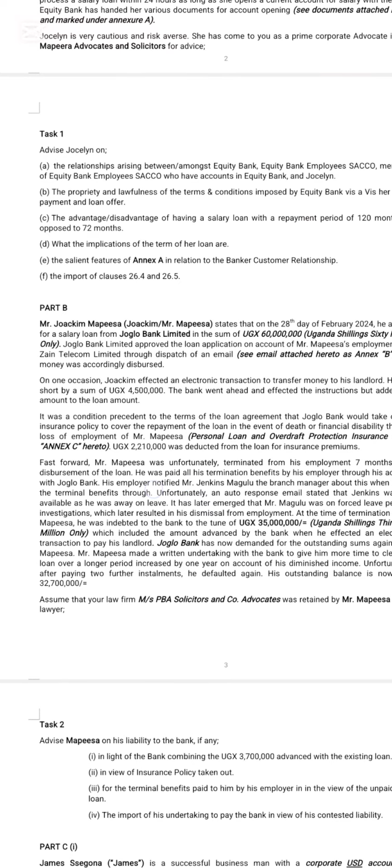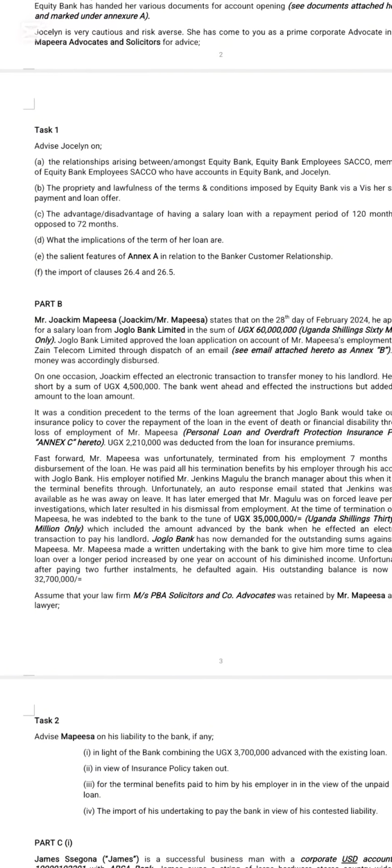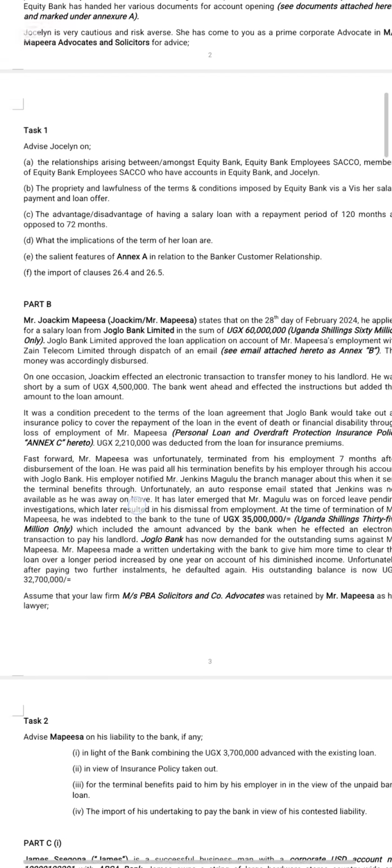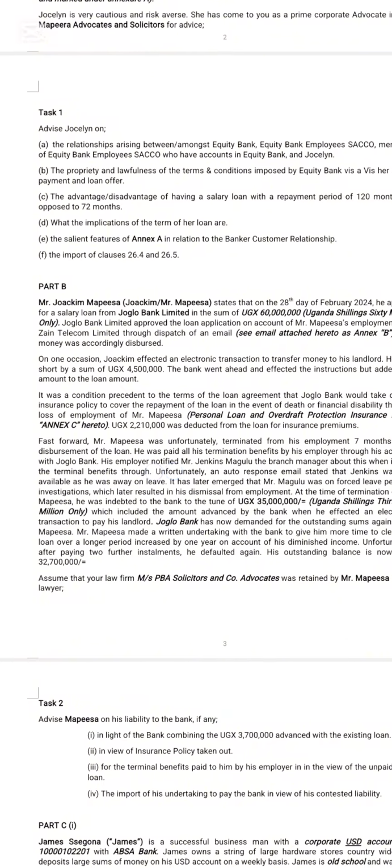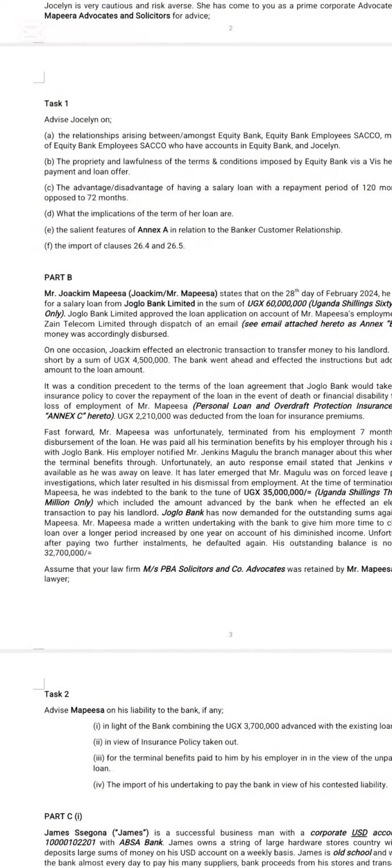So basically here we shall look at who is the customer of the bank and under what circumstances one becomes a customer of the bank. And case law has said that one is said to be a customer of the bank once you open a bank account.